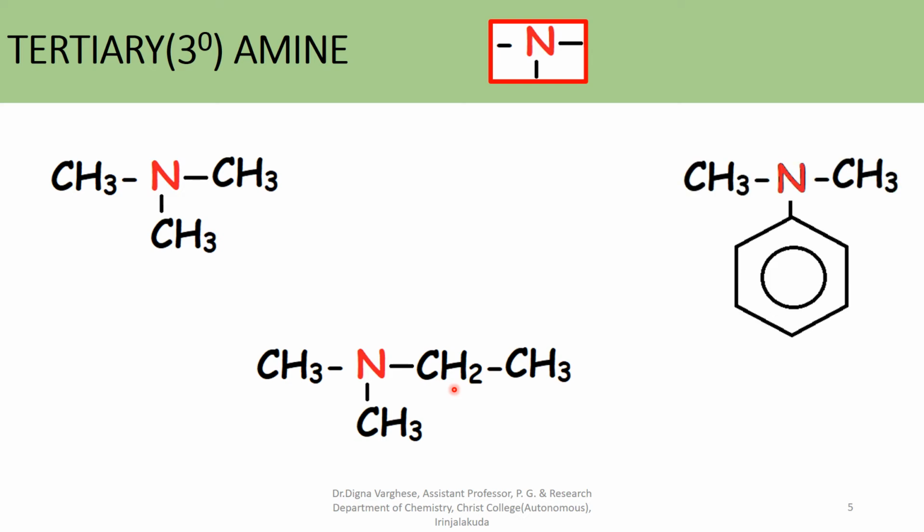Another one is an aromatic amine. Here you can see aniline is the parent chain, that is C6H5NH2. Here the two hydrogen atoms are replaced by two methyl groups. So it is N,N-dimethylaniline or N,N-dimethylbenzenamine. Its common name is dimethylphenylamine.